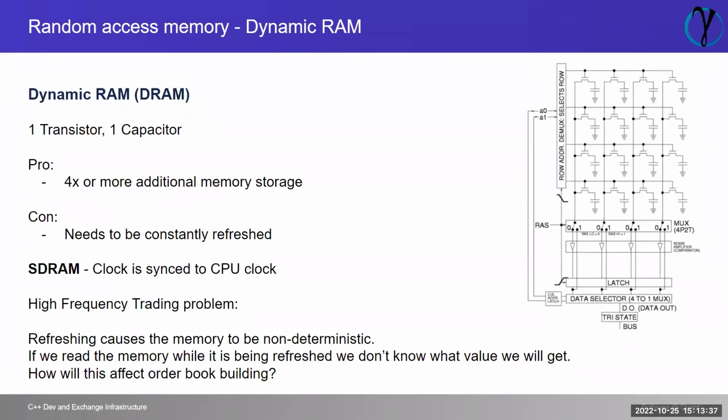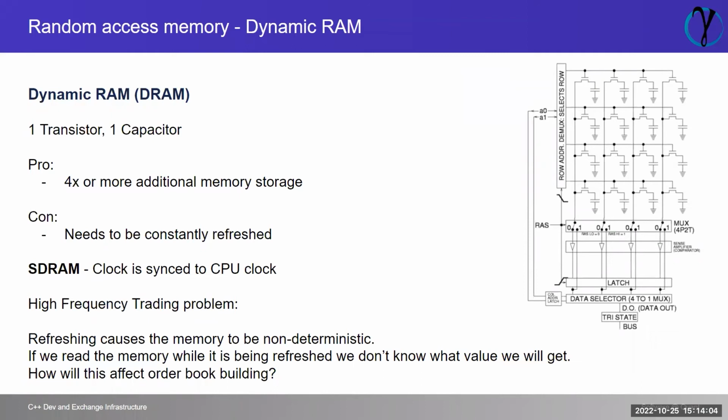But the new architecture here has only one transistor and one capacitor, which makes it so that each block is much smaller than the SRAM counterpart, and thus you can fit more memory onto the actual die itself. So this is what everyone uses nowadays. Actually, they use the next one, DDR, but I'll talk about that in a second. It's roughly the same idea, right? So you get at least 4x more additional memory storage.